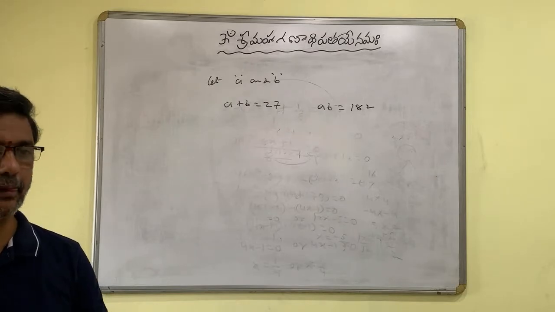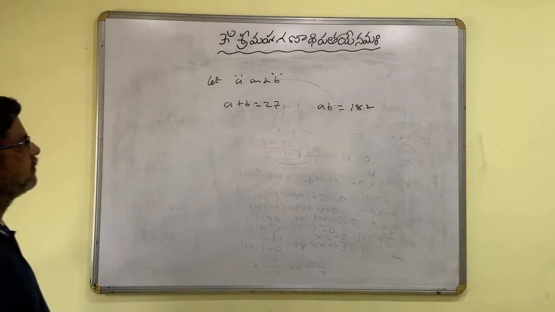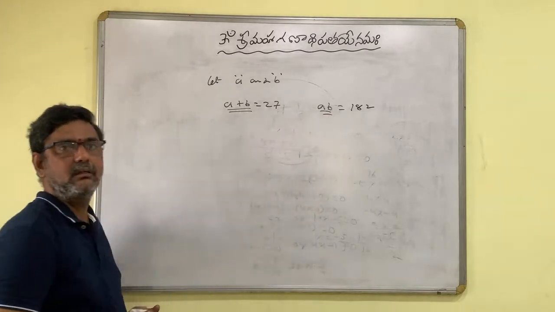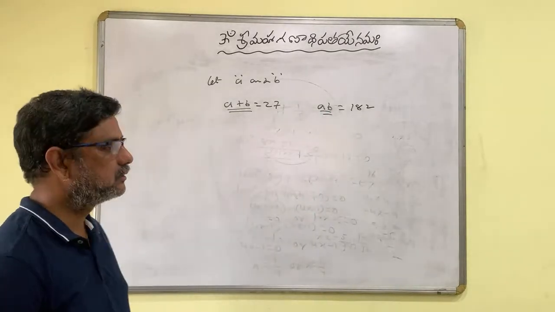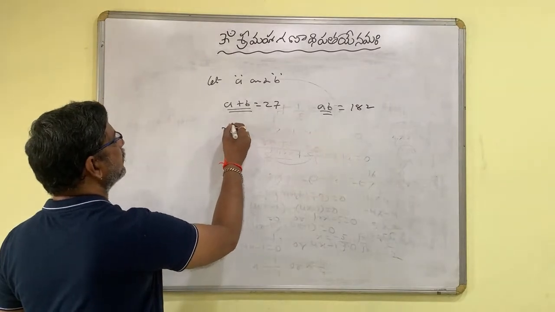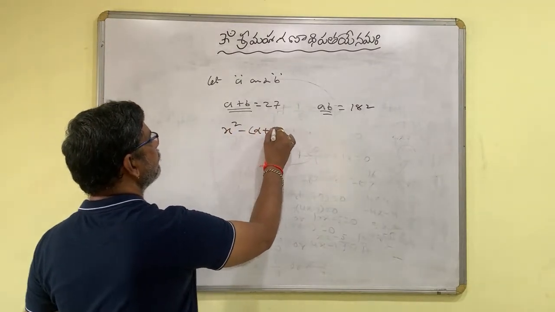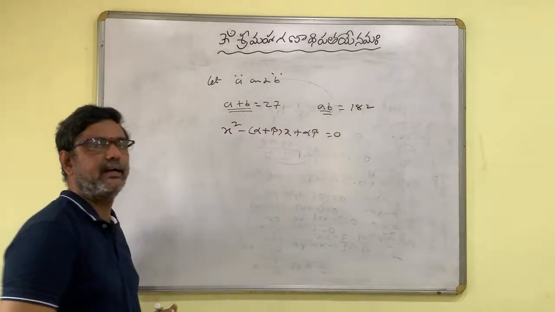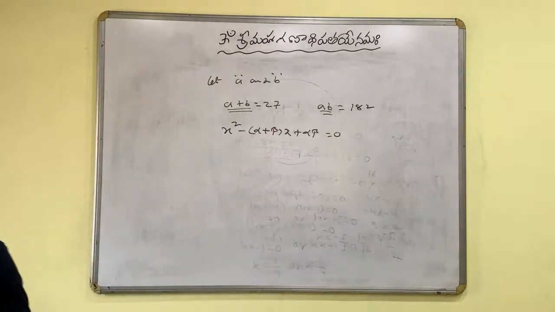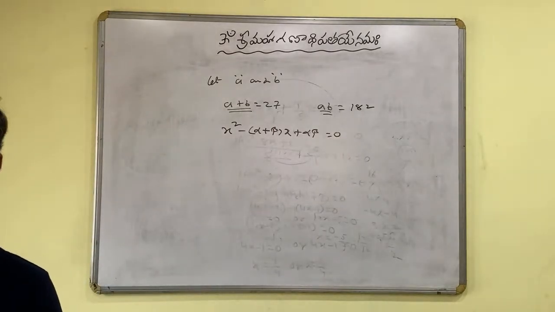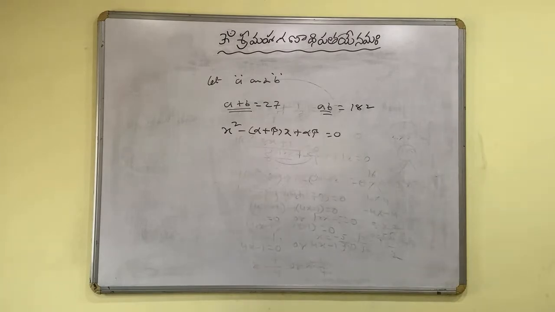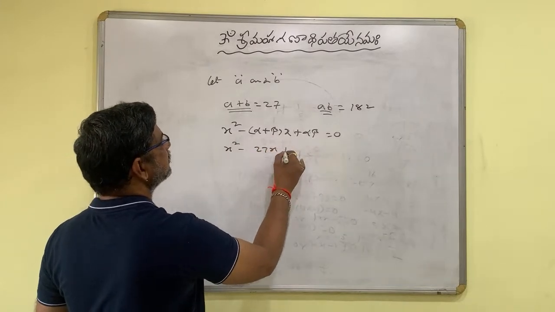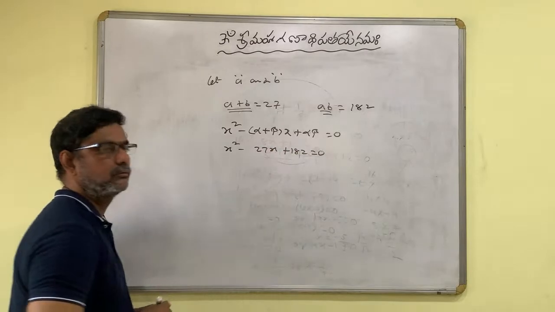How to do this? We have a formula that if we know the sum of two numbers and the product of two numbers, sum of zeros and product of zeros, we can find the quadratic polynomial: x² minus (α plus β)x plus αβ. Put it equal to 0 because we need to find the quadratic equation. So x² minus 27x plus 182 is equal to 0.